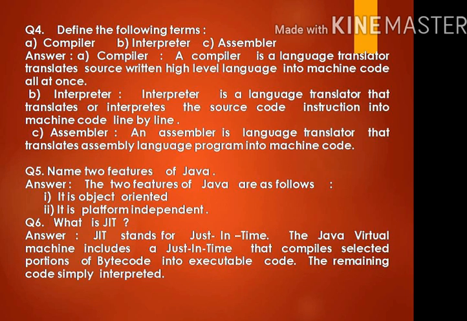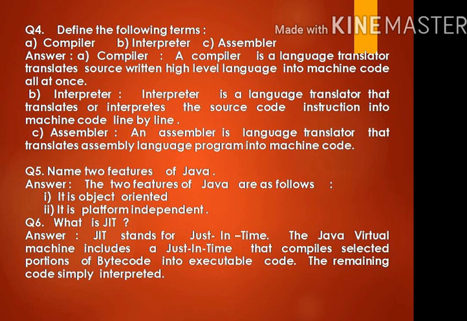Question number 5. Name two features of Java. Answer. The two features of Java are as follows. Number 1. It is object oriented. Number 2. It is platform independent.